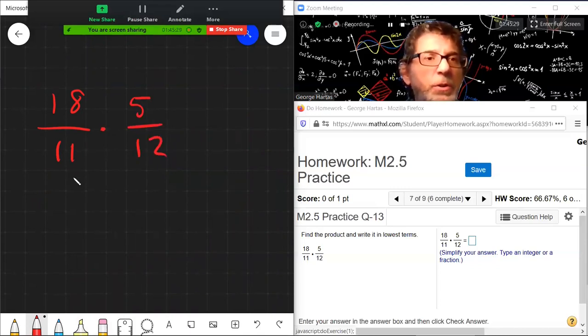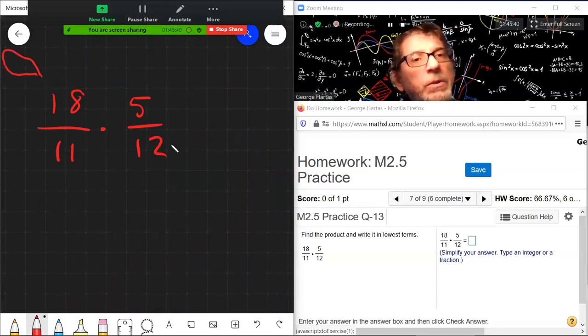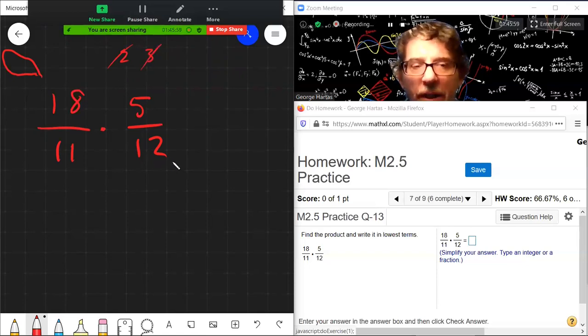Does this reduce? No. Does this reduce? No. Does that reduce? No. Does that reduce? Yes. What is the biggest number that divides into 12 and 18? Hit pause for a second. See if you can figure it out. Okay, we're back. The biggest number that divides into both is not 2. It's not 3.